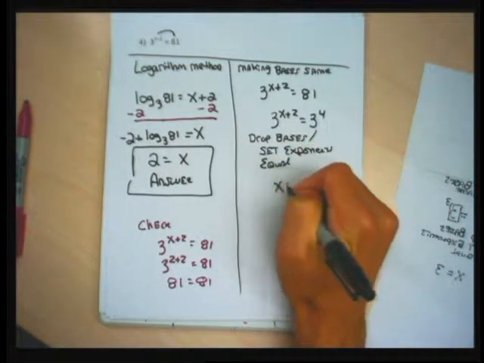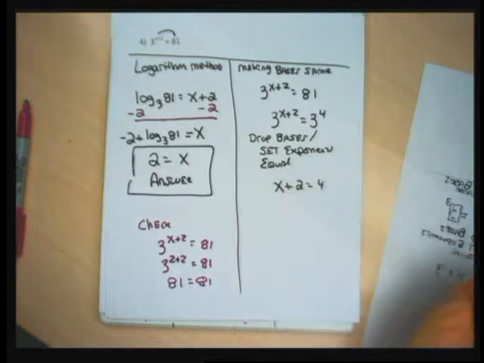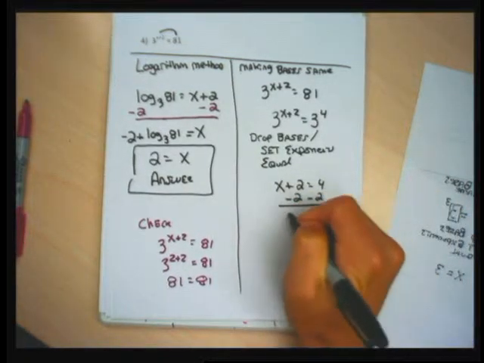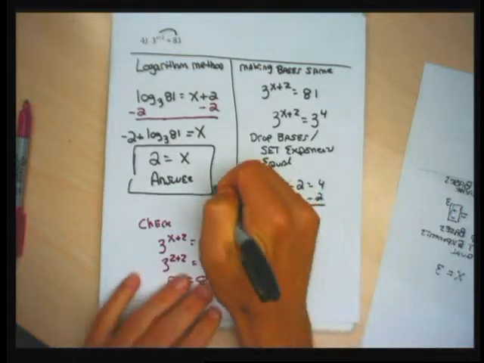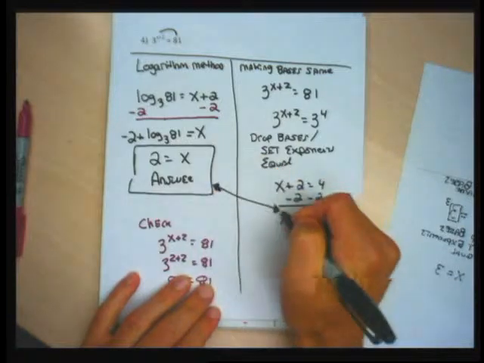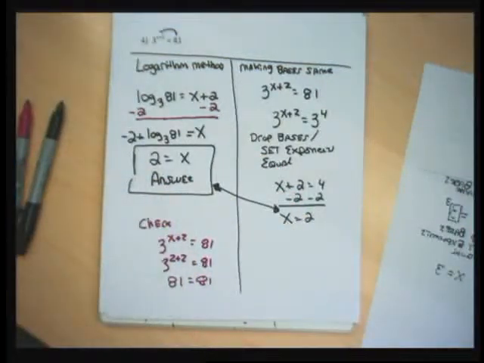So I'm going to go x plus 2 equals 4. I need to solve for x. I'm just going to minus 2, minus 2. I get exactly the same answer using both methods. And that should always be the case when you're solving an algebra problem that has an equal sign. Different methods shouldn't produce different answers.